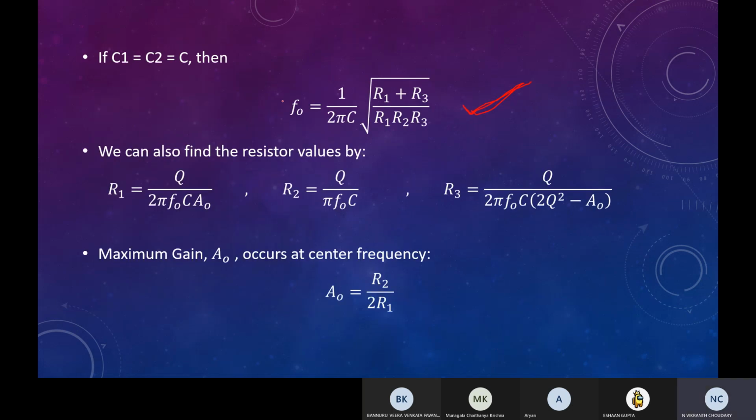And if you know the quality factor of the filter and the gain of the filter, then you can find the resistor values of how much you need to put to obtain the desired quality factor. And the maximum gain occurs at R2 upon 2R1.